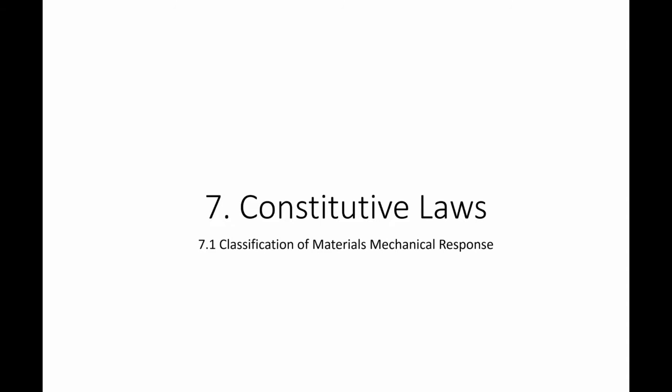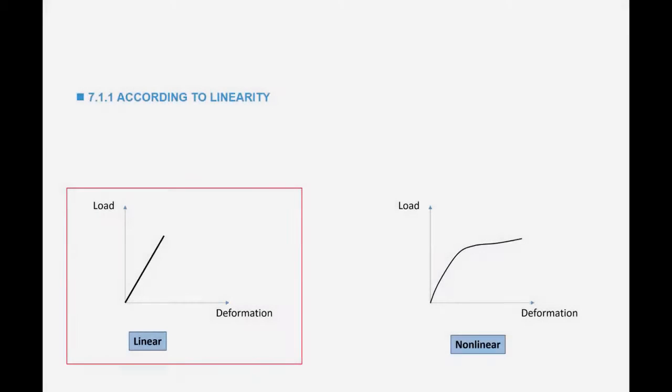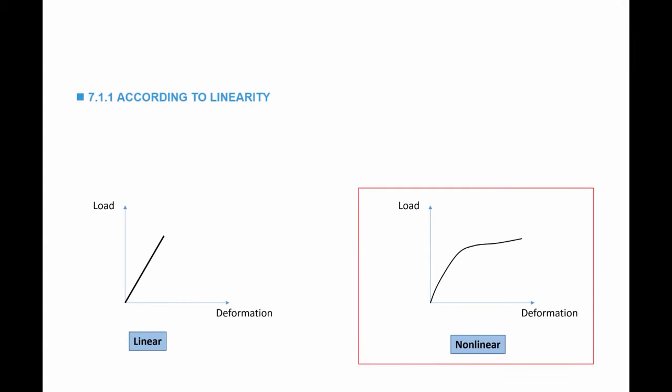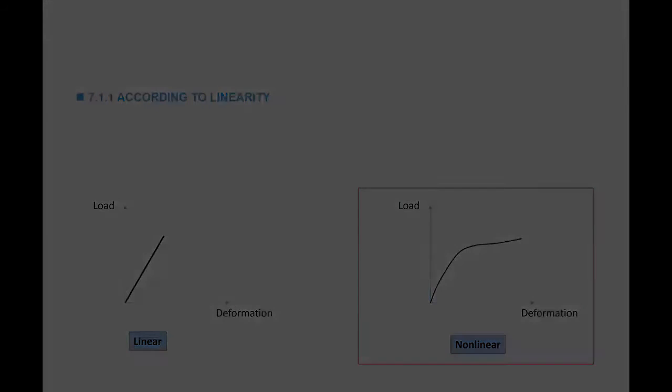In this video, we're going to go through the classification of materials according to their mechanical response to loading. The first type of classification is according to linearity. If, when a load is applied, the deformation is directly related to the load, the relationship is linear, then we call this material linear. Otherwise, if the relationship does not follow a straight line between the load and the deformation, we call this material a nonlinear material.